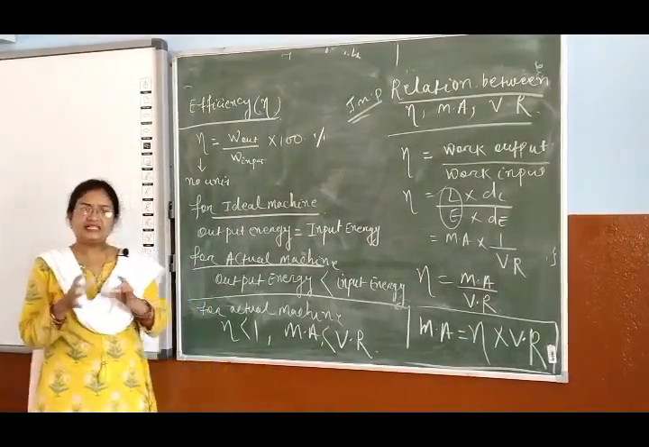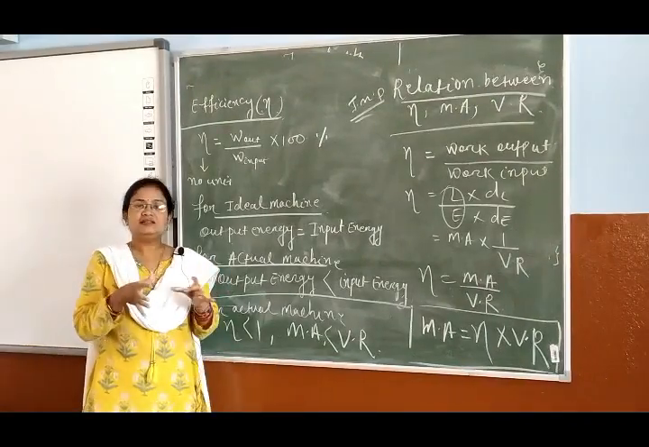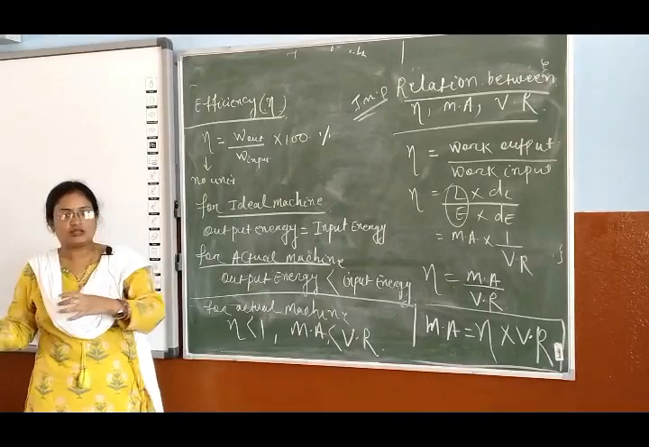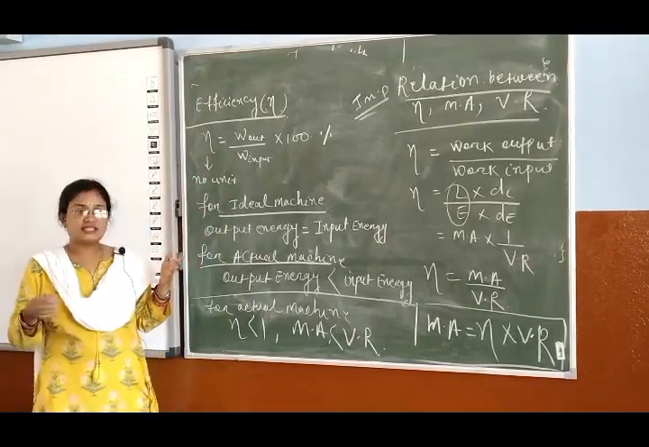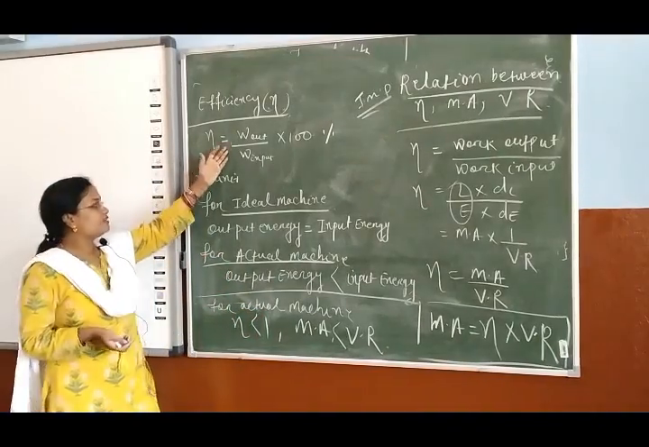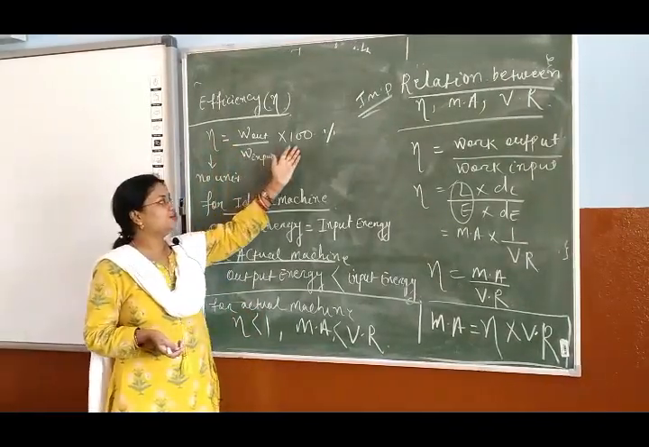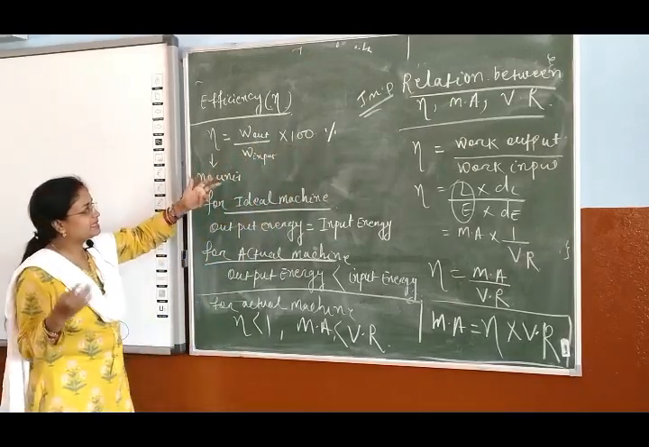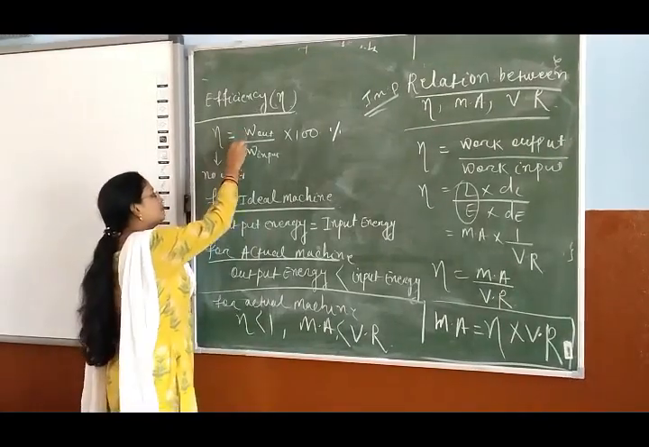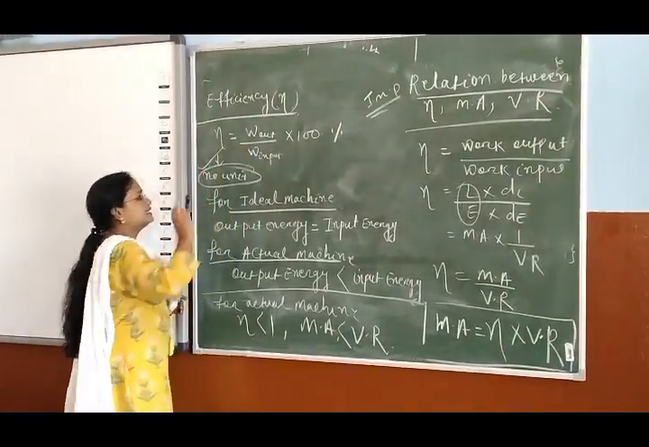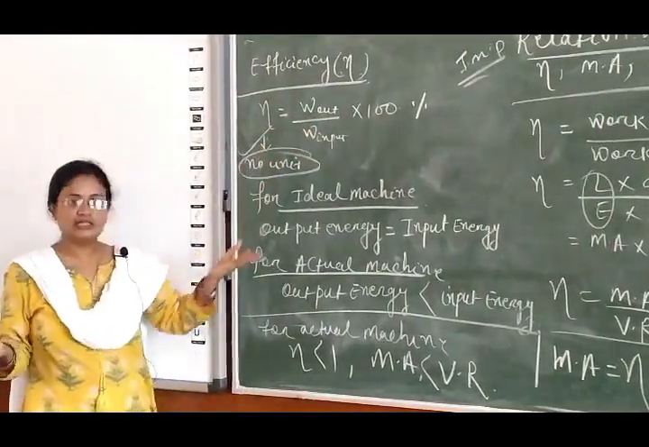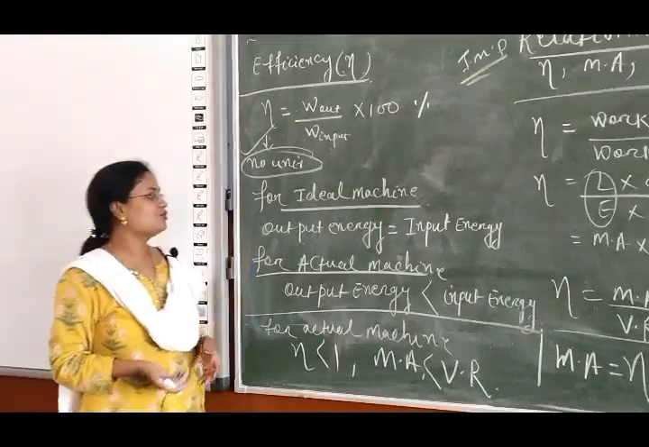That means what? That 80% work is done, the output is 80 and the 20% energy is lost. So if the efficiency is 100%, that means there is no loss of energy. Efficiency is work output by work input into 100%. If you want to find the percentage, then you multiply by 100. This is the ratio of the same physical quantity, so efficiency has no unit, because work unit is joule, and input work energy is also joule. So it has no unit.